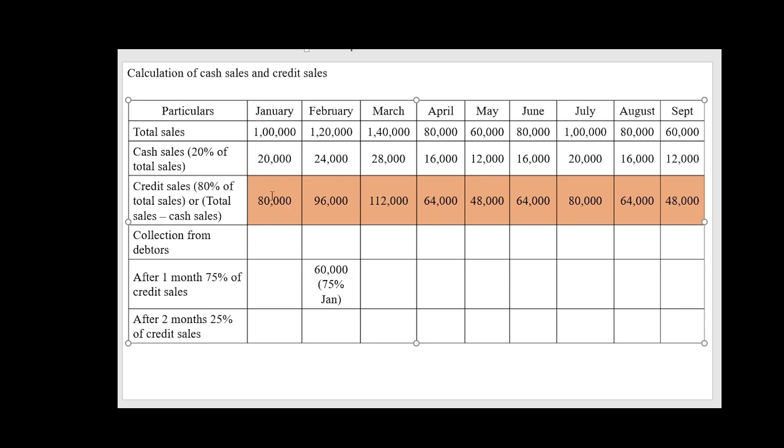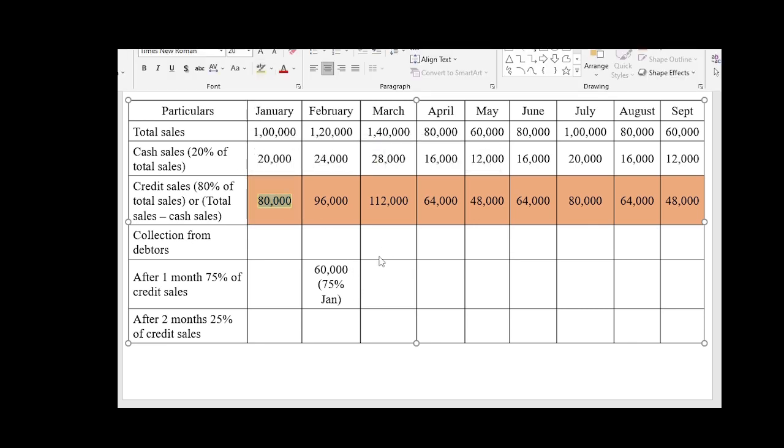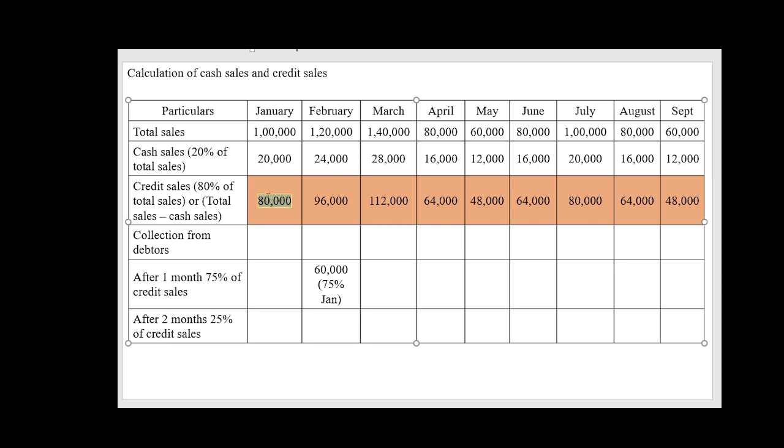Now we are looking into the January sales. We are looking into this figure. So this January sales, we are going to get 75% of it in the month of February. The rest 25% is after 2 months, so you're going to get it in the month of March. 25% of 80,000 is 20,000. Okay, so this is 25% of the sales of January.